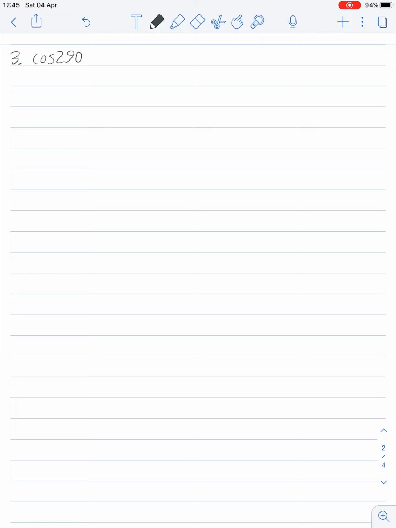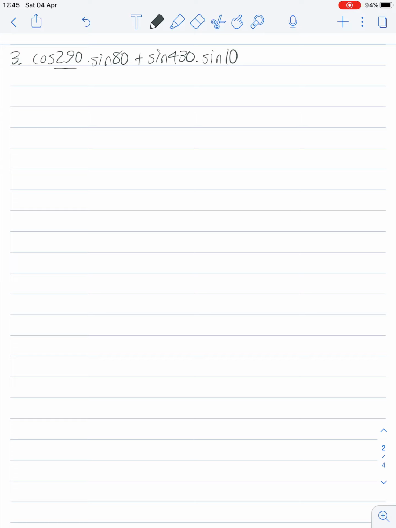Cos 290 sine 80 plus sine 430 sine 10. Okay, so clearly we're going to have to use our compound angles at some stage, but we're not quite ready to do that just yet. So we first have to do some legwork to get there. So firstly, this guy here is going to need to change a little bit.